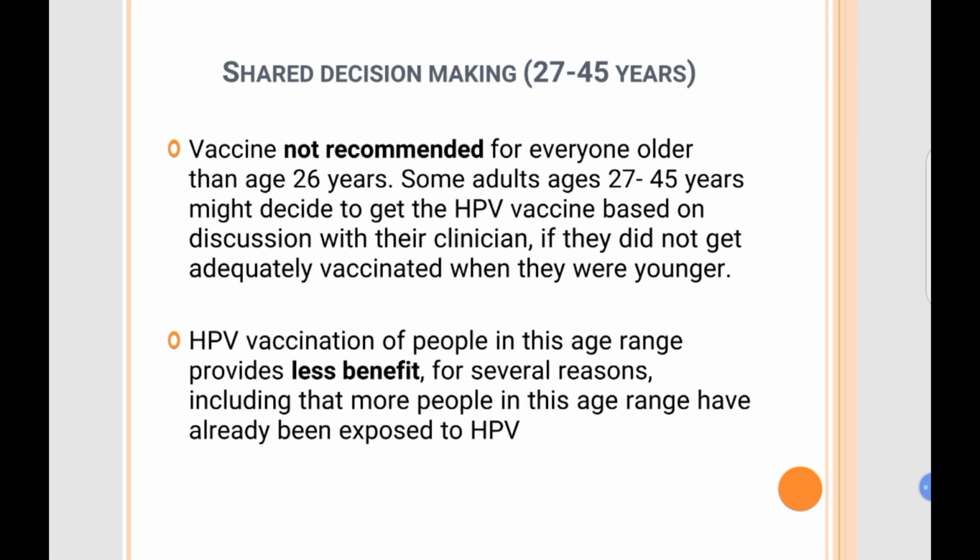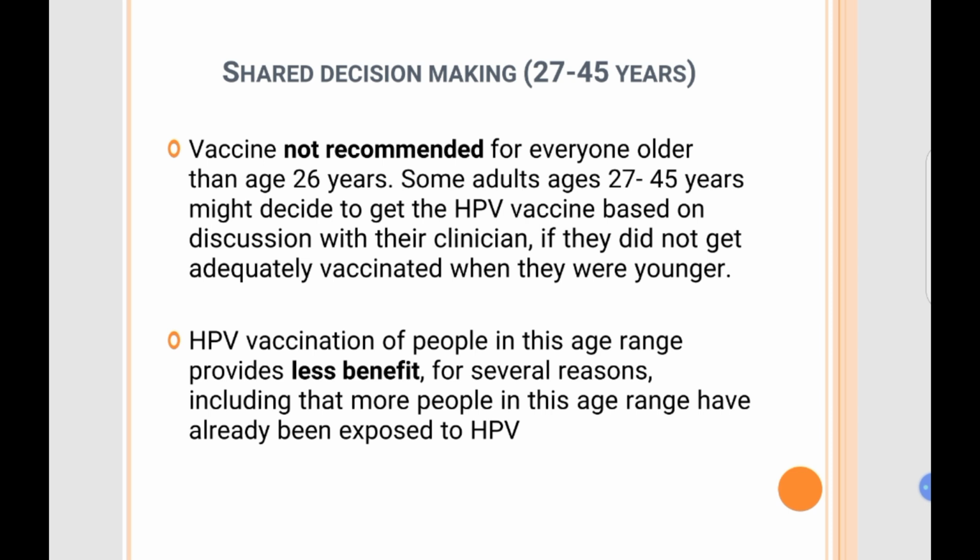What about 26 years, that is 27 to 45 years? There is a shared decision making. Vaccine is not recommended for everyone older than 26 years. Some adults between 27 to 45 years might decide to get HPV vaccine based on discussion with their clinician if they did not get adequately vaccinated when they were younger. So in that particular case, it can be considered.